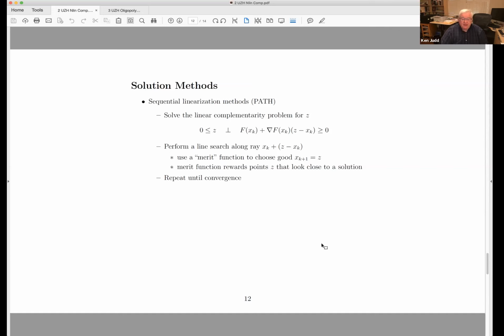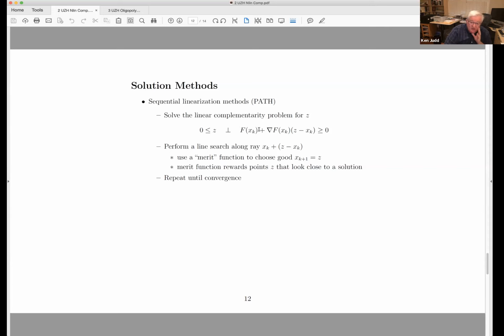Now, Todd Munson, in his PhD thesis at the University of Wisconsin, came up with the idea of sequential linearization and created the algorithm called PATH. I have no idea what PATH stands for. We just all call it PATH. So the idea was that you take your F.